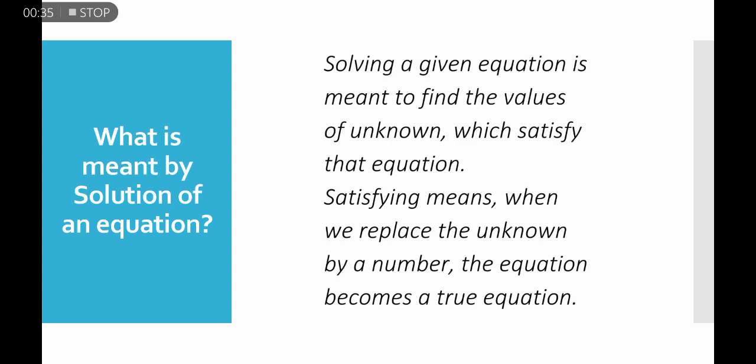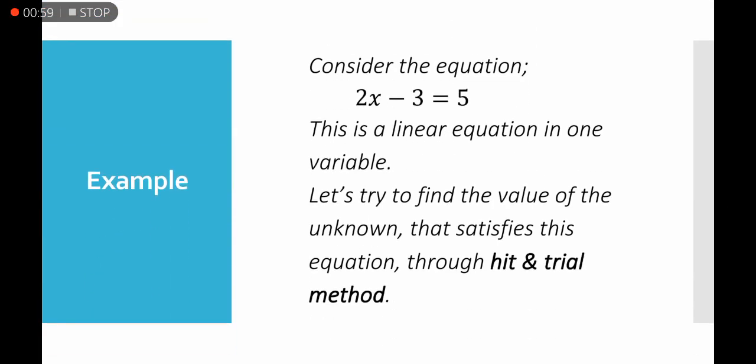What is meant by solution of an equation? Solving a given equation is meant to find the values of unknown which satisfy that equation. Satisfying means when we replace the unknown by a number, the equation becomes a true equation. Example: consider the equation 2x minus 3 is equal to 5.